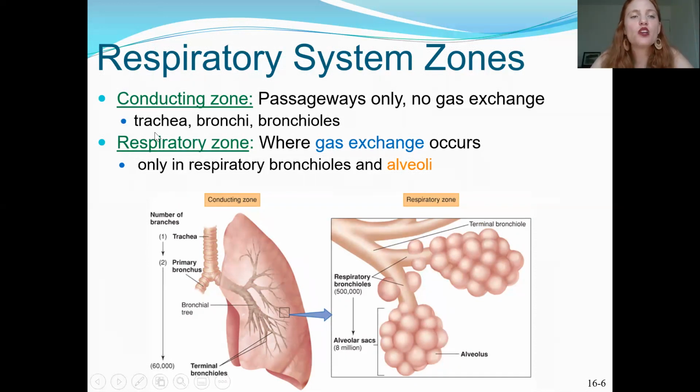Then we have the respiratory zone, and the respiratory zone is where you're going to take the oxygen and bring it into the body, put it into the blood so that it can be taken to the cells of the body. And that's going to occur at the very last respiratory bronchioles, but primarily in those alveoli. And we're going to talk about the structure of the alveoli and how that helps with gas exchange.